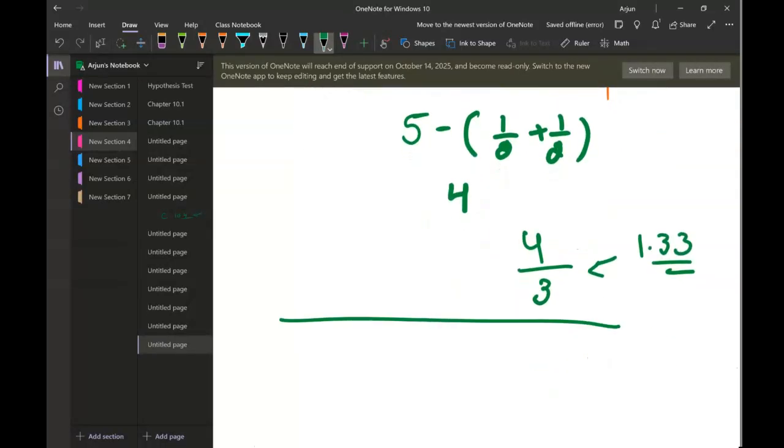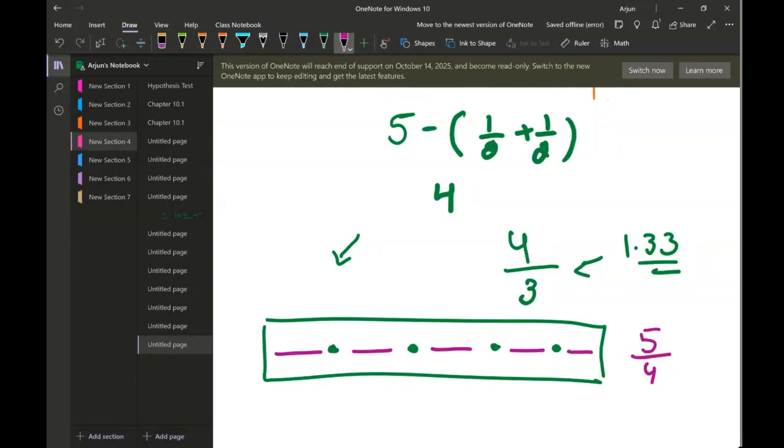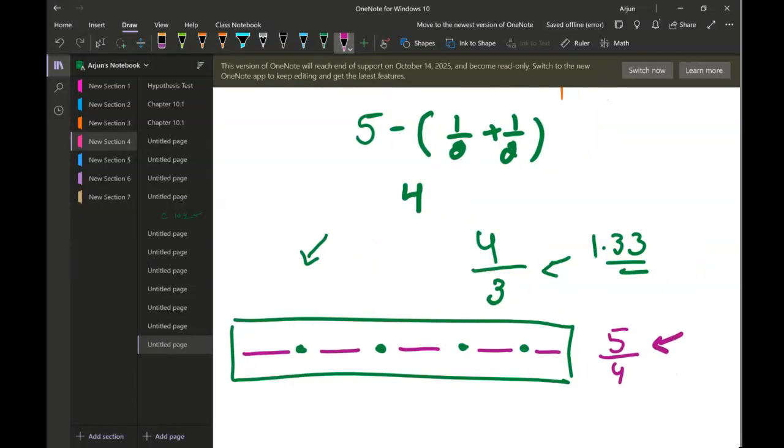On the contrary, if it was a bar where you were just told to place the 4 holes at equal distance, 1, 2, 3, 4, like this, how many spaces do I need to have in this case? 1, 2, 3, 4, 5. So that will be 5 divided by 4. That will give you the answer in that scenario.